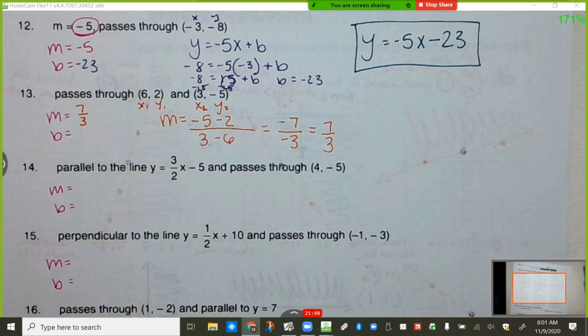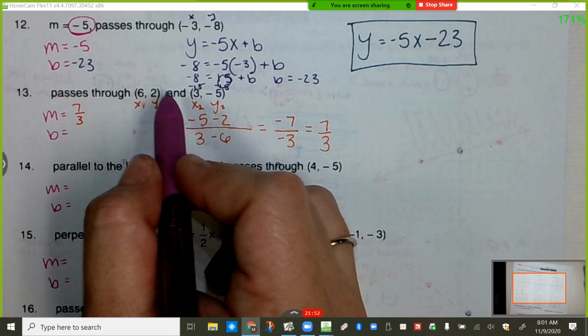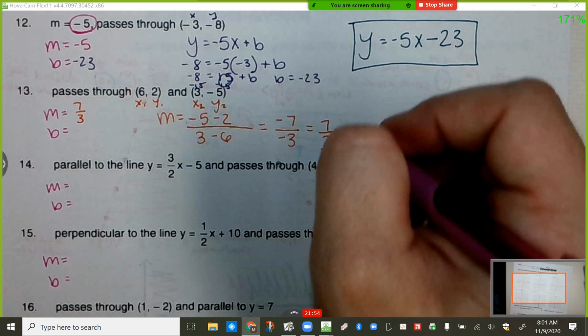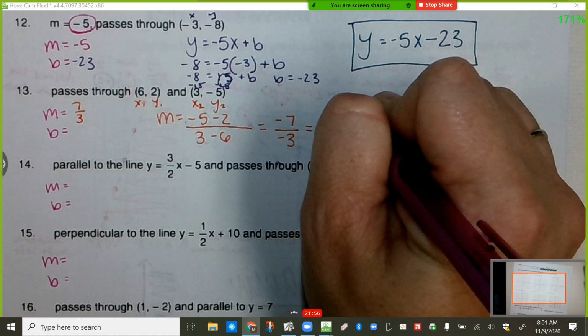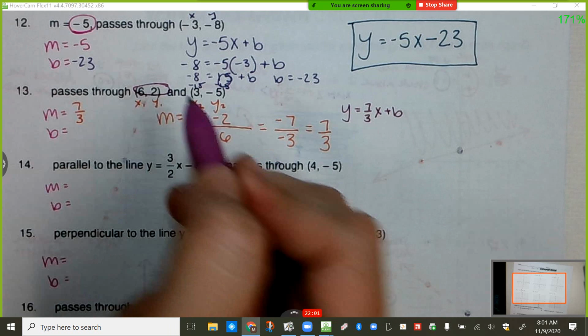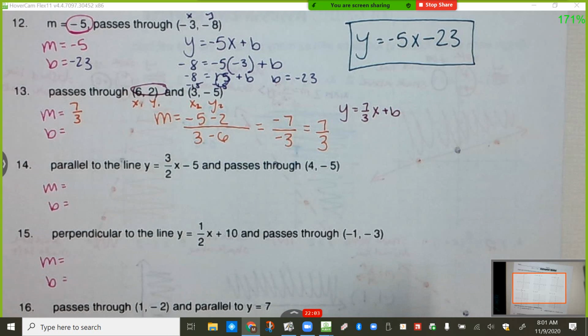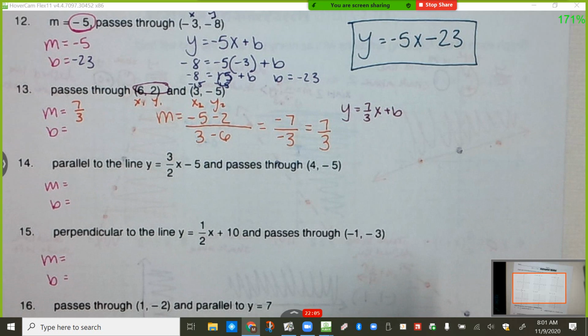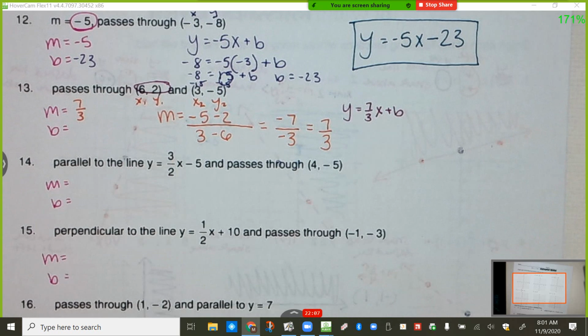Okay, now that's all I know. But I also know that I need to go through one of those points. So I'm going to plug in what I know, y equals 7 over 3x plus b, and I'm going to pick one point. Doesn't matter which one. Either way, you should get the exact same answer because it goes through both of those points. Those should be solutions to the line.